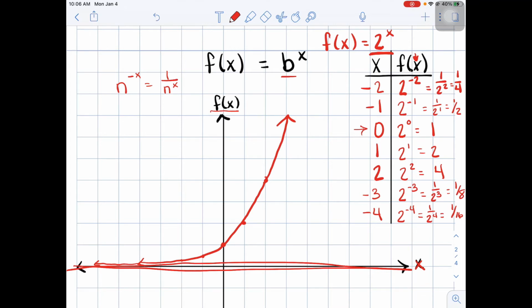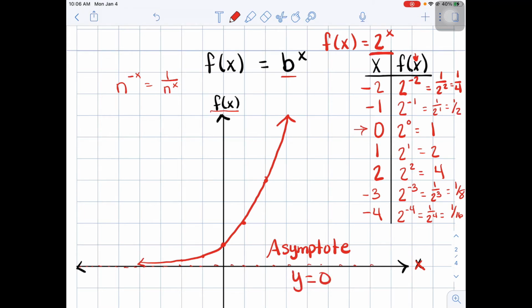This little line that it gets close to is called an asymptote, and they usually show it with a little dotted line. So you need to make sure you write this down. The asymptote for exponential functions like this is y equals 0. It's going to approach that line of y equals 0. Remember, y equals 0 is right here. But it's never, ever going to cross it. It's not going to go down here.